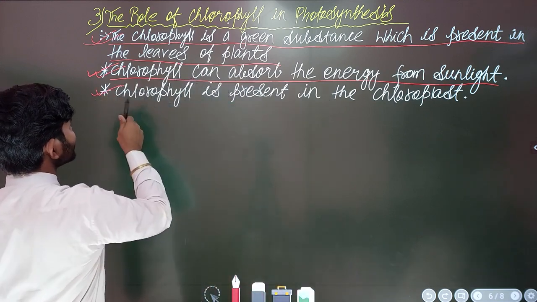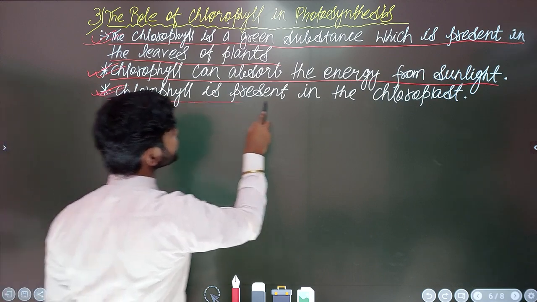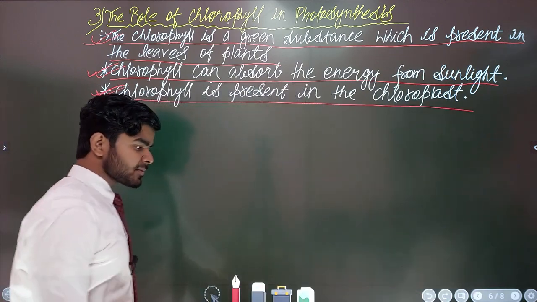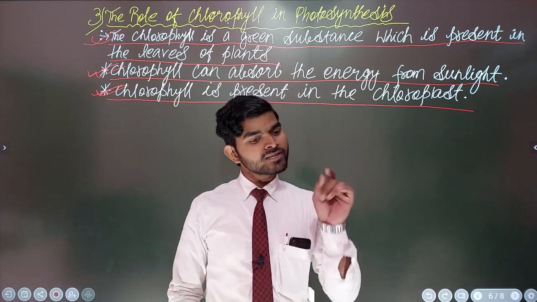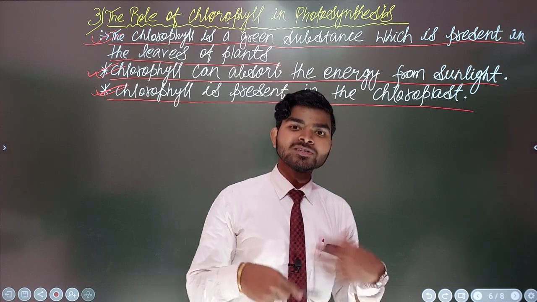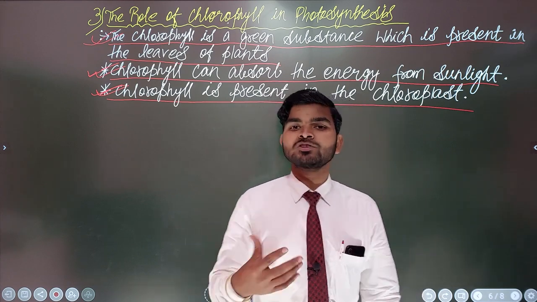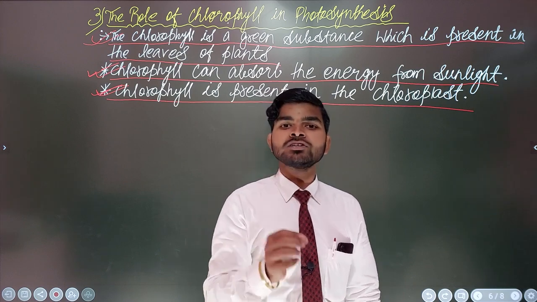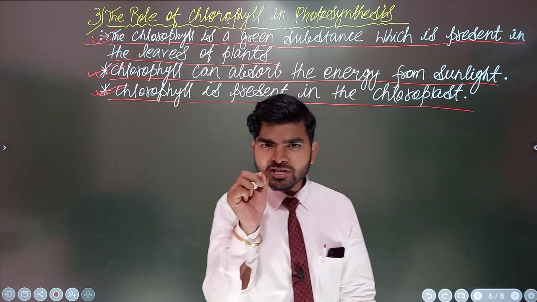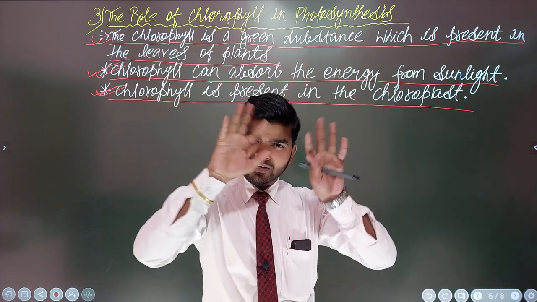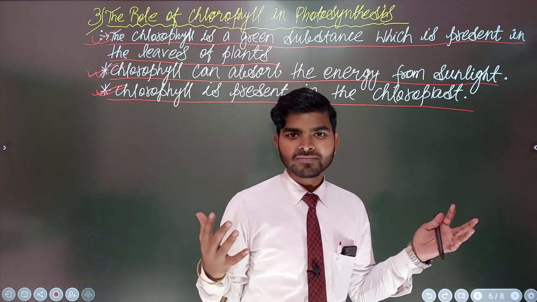Next one is also important. The next point is that chlorophyll is present in the chloroplast. Some people might be surprised that you are saying chlorophyll is present in the leaves, but now you are saying that chlorophyll is present inside the chloroplast. Of course, yes. So where is the chloroplast present? Actually, chloroplast is present on the surface of the leaf, not as a single piece, but in a large amount. So that's why chlorophyll is also large in amount.